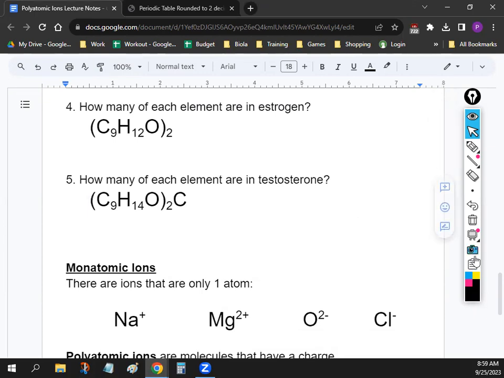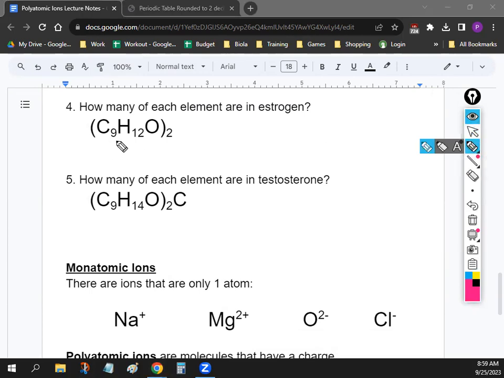So whenever you have these formulas, all you need to remember is that you just multiply whatever's inside the parentheses by the number that's on the outside. So you just multiply everything inside by the number that's on the outside. Every time that there's parentheses, there should be a number behind it. And all you have to do is multiply everything inside by that number on the outside.